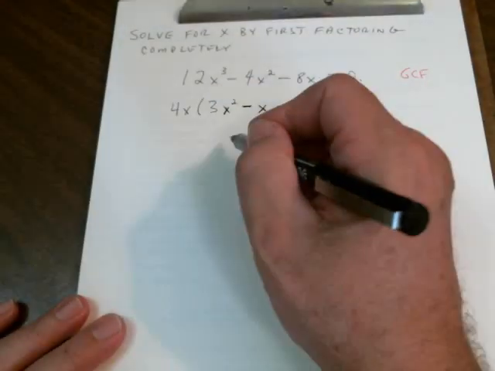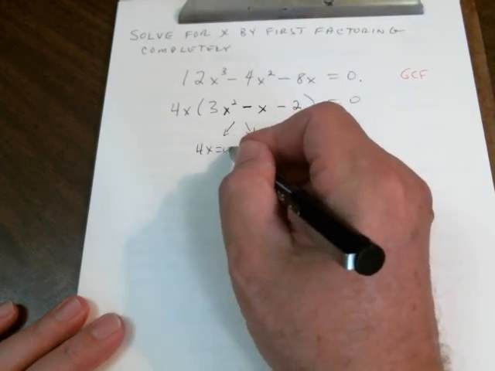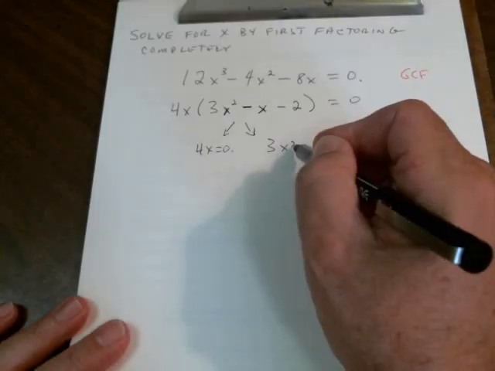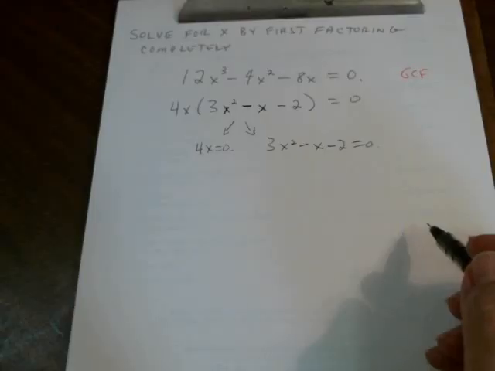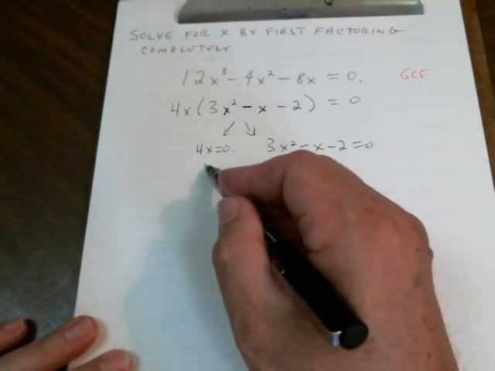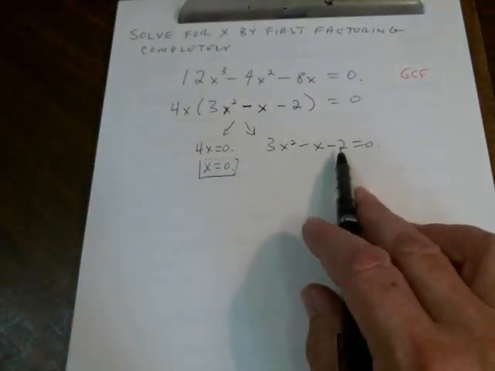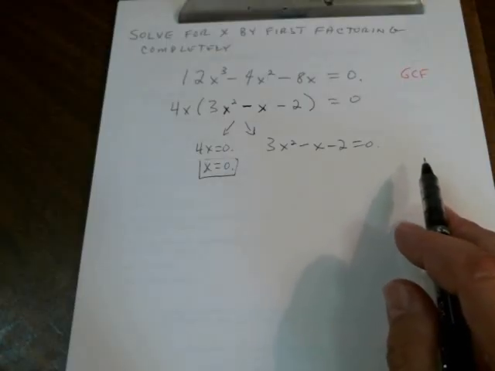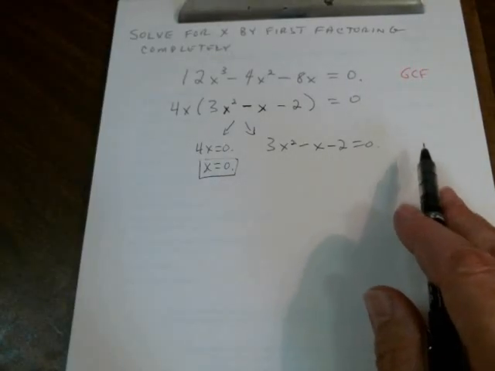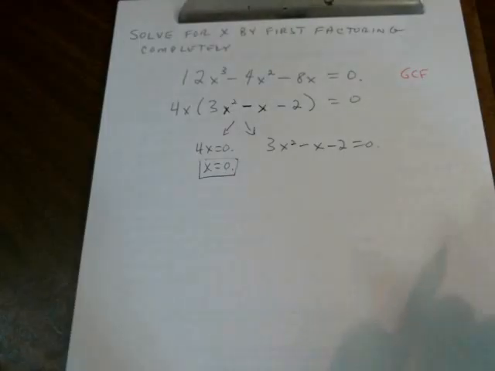And let's see, we'll want to split this up now. And we have 4x equals 0, and then 3x squared minus x minus 2 equals 0. The left equation, divide by 4 both sides, and you're left with x equals 0. So that takes care of that. Now, the right side over here is a trinomial, has 3 terms, and now that we've dealt with GCF, the only other option, I believe, is AC method. If this can be factored, that's our only option right now.